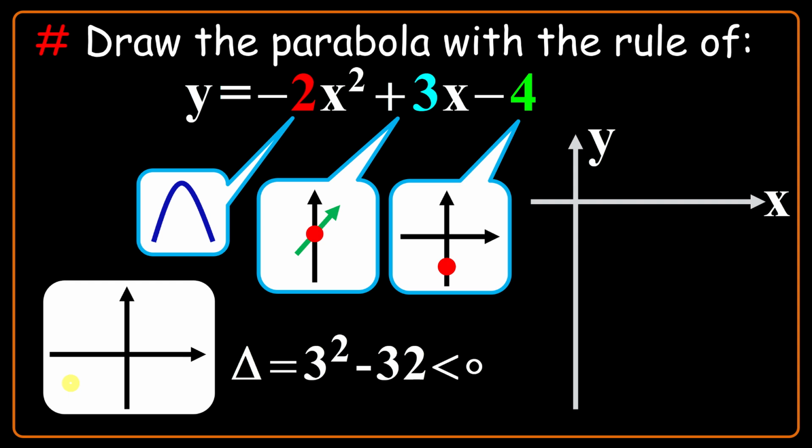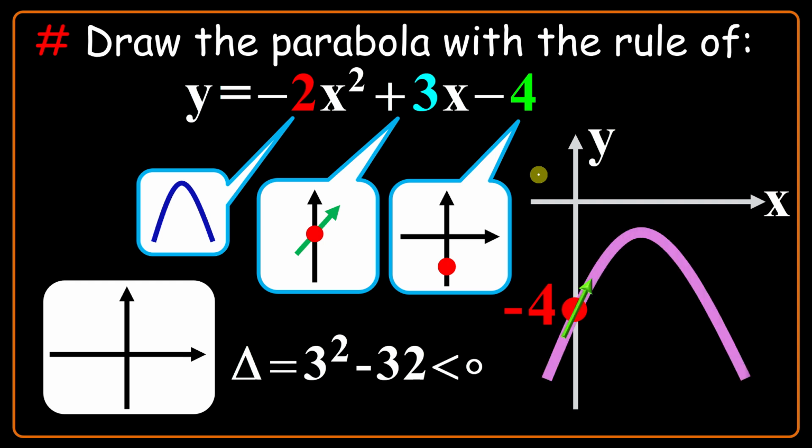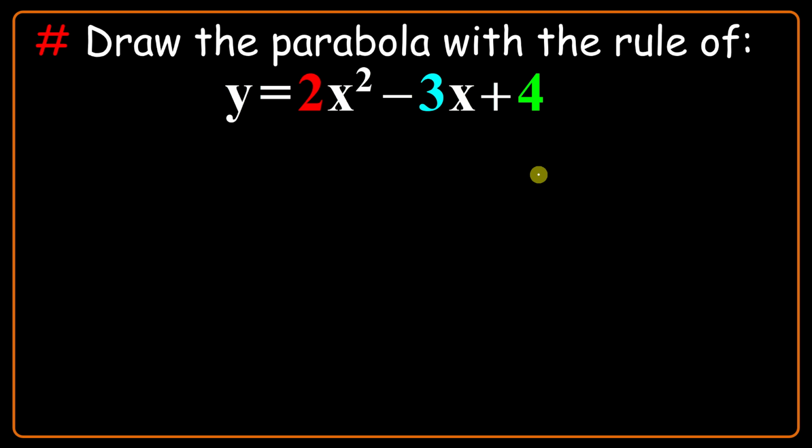First I start from negative 4, which is the y-intercept, then ascending, and then I draw the parabola with no touch or any crossing point with the x-axis. Draw the parabola with the rule of 2x squared minus 3x plus 4.